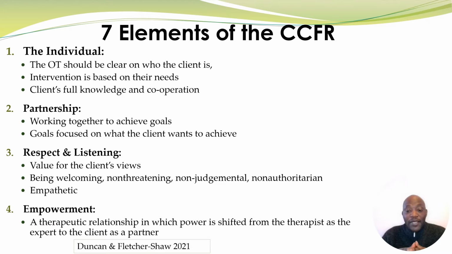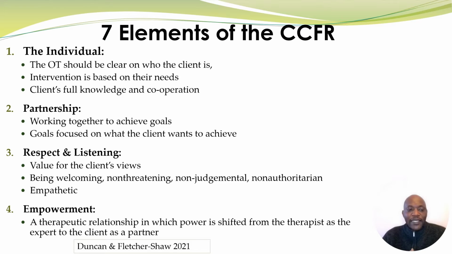The interventions or assessments that are implemented when we're using this frame of reference need to be done with the full knowledge and cooperation of the client. The second one is partnership. Considering that we're using a client-centered frame of reference, there is need for working together to achieve the goals. And usually, when using this frame of reference, the goals are actually jointly set between the therapist and the client. Goals should be focused on what the client wants to achieve. So it's not goals based on what the therapist is intending to achieve, but what the client wants to achieve.